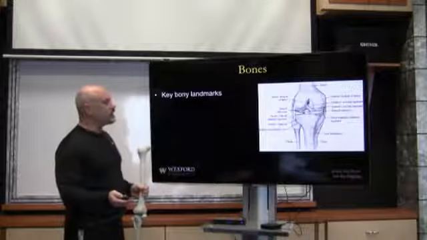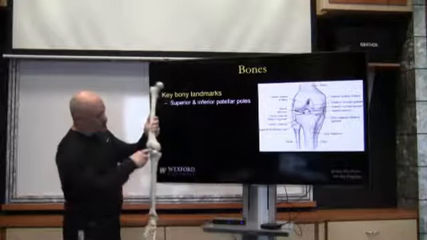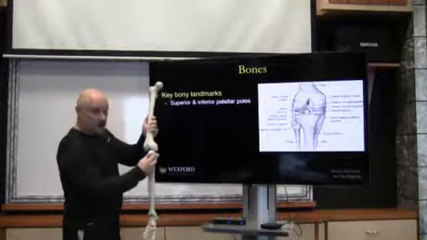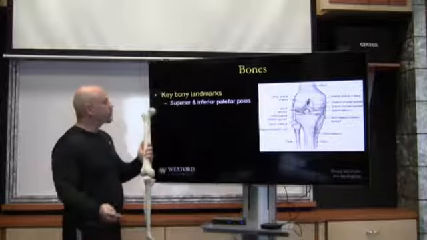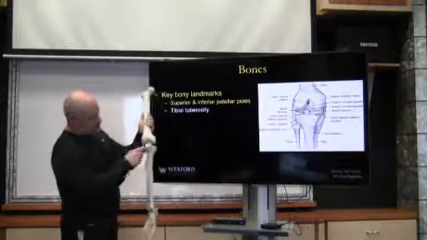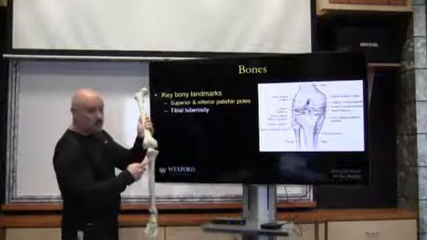Now, some of the key bony landmarks. We have the superior and inferior patella poles. Superior meaning top, meaning above. Inferior meaning below, on the patella. We have the tibial tuberosity. Once again, it's right there, right below the kneecap, and that's where the quadricep muscles will insert.